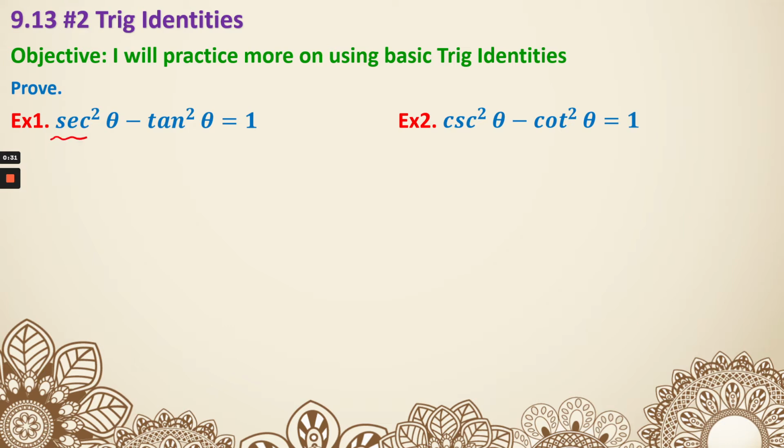Secant squared is 1 over cosine squared, so I'm just going to rewrite it as 1 over cosine squared. Tangent is sine over cosine. Because it's squared, just square the top and the bottom. So that's the left-hand side. Because that is more complicated, we start there.